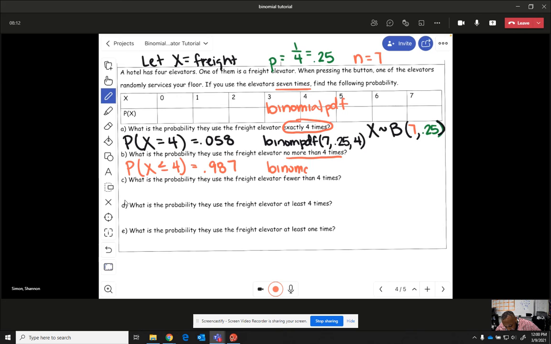And again, this is binomCDF. The CDF says give it a fixed number, probability of success, but this time give it a lower bound. The lower bound is where you're starting at 0. The upper bound is where you're ending at 4.